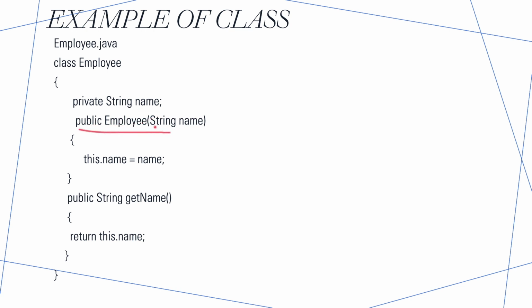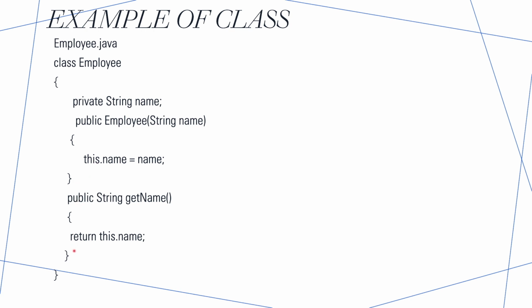Here you can see that we passed a String name. Now this name will be given to this variable. So this.name means the current object's name. Name is this instance variable. So for that current object, the name value will be whatever you passed here. It is similar to a method, but we don't have a return type here. So this is what a constructor is.